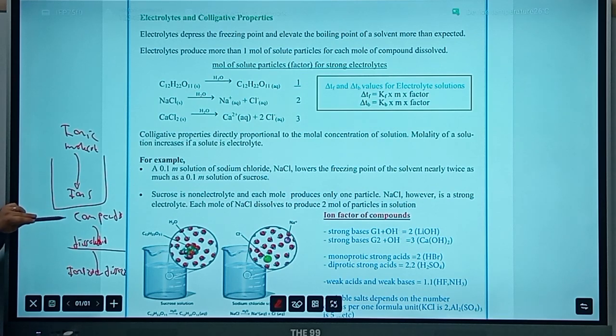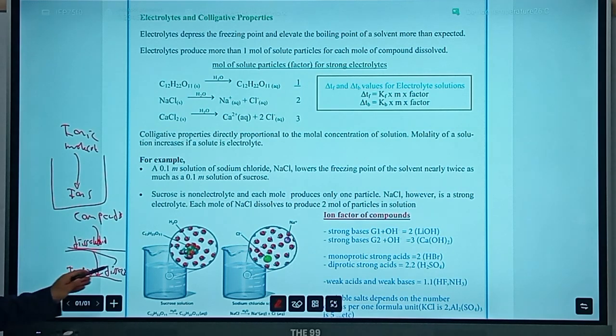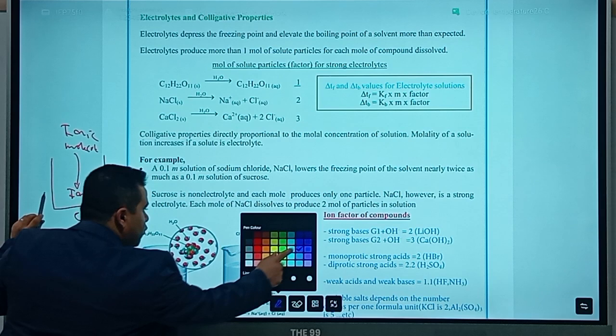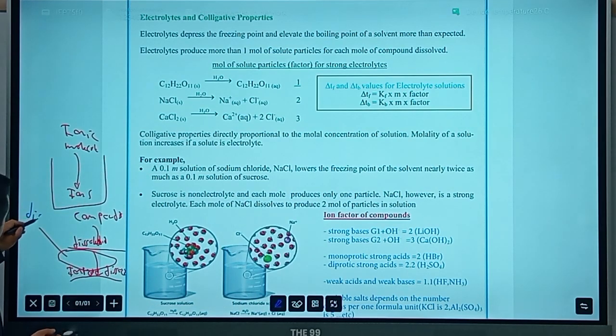So the compounds that undergo dissolution, like alcohol and sugar, do not pass through ionization and dissociation. They stay as dissolved molecules. So in this region, we will get dissolved molecules.